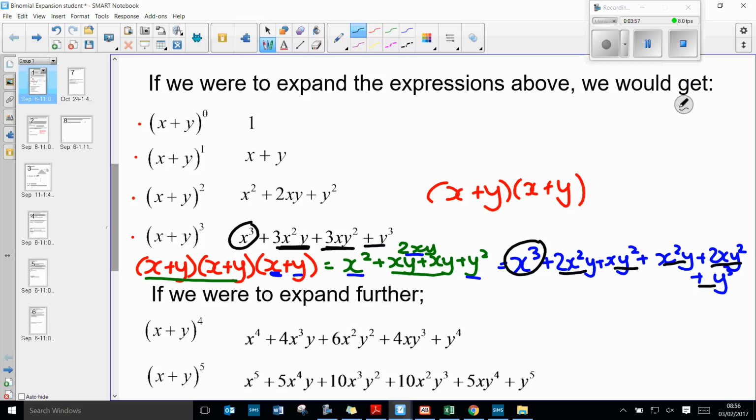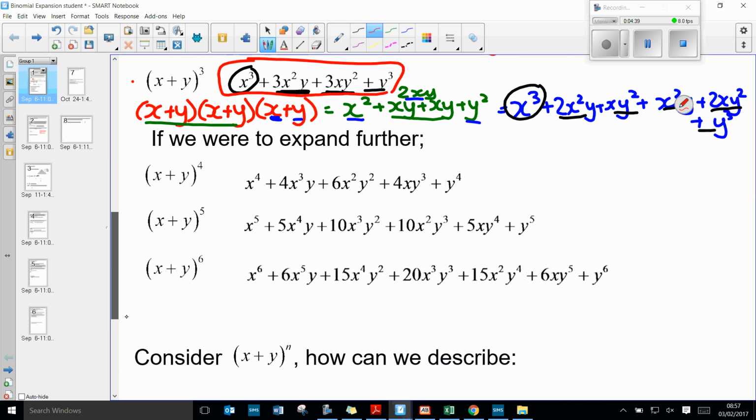Okay, so these ones, the top 4, you would be expected to be able to do yourself on the non-calculator paper. It may come up, but it also may be useful or helpful for you to remember these ones, especially this one and this one, to be honest, because they do come up quite a lot. So to remember what x plus y squared would give you is perhaps quite a good idea. If we were to expand any further, this is what you would end up with.